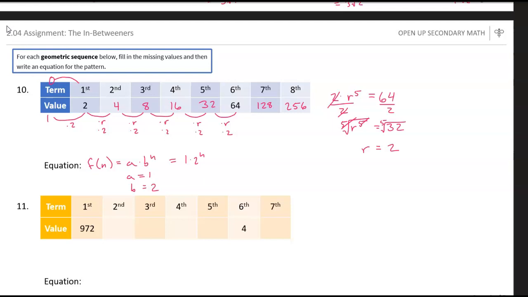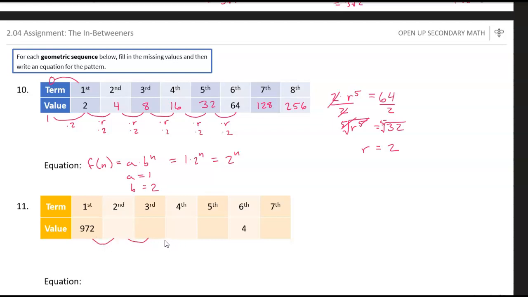Maybe I'll write an n that actually looks like an n. There we go. 1 times 2 to the n. And then anything times 1 is itself, so we can just drop that actually. And we get 2 to the n as our function. That's our overall function for this geometric sequence. Let's look at the next one. We're going to use the same method.